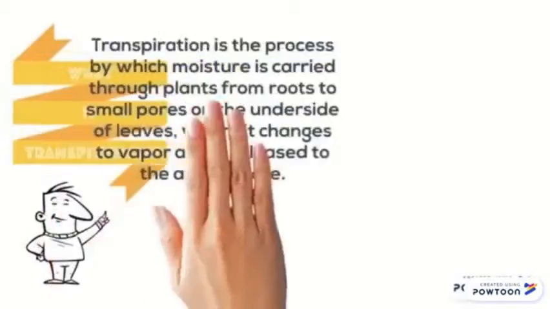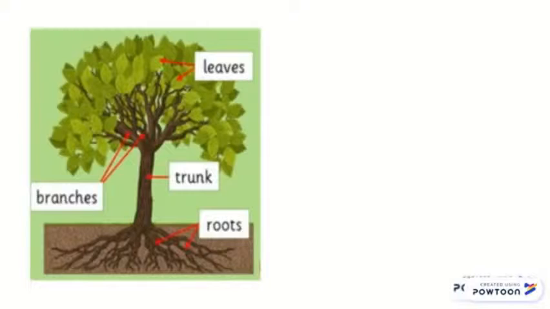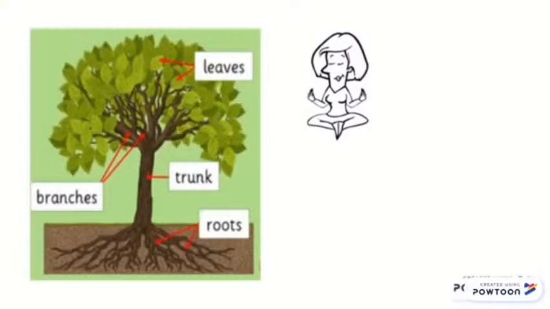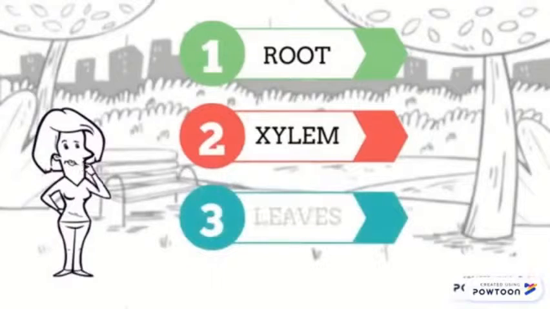What is transpiration? Transpiration is the process by which moisture is carried through plants and then changes to vapor and is released to the atmosphere. There are three regions of water pathway in transpiration, which are roots, xylem in trunk, and leaves. So, we are going to show water movement for the transpiration process in these three regions, which starts from root, xylem, leaves, and finally evaporates to the atmosphere.